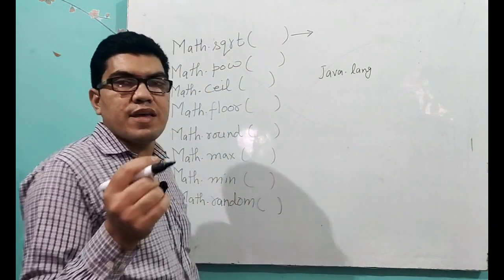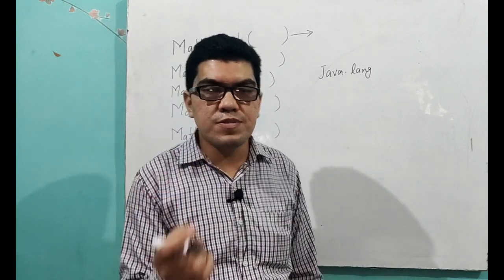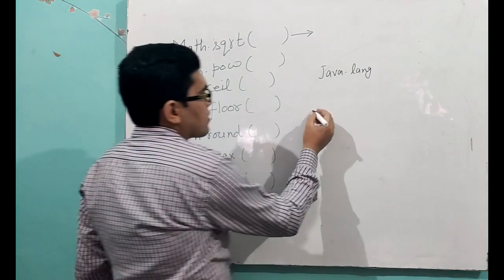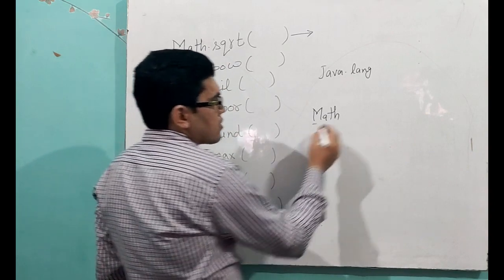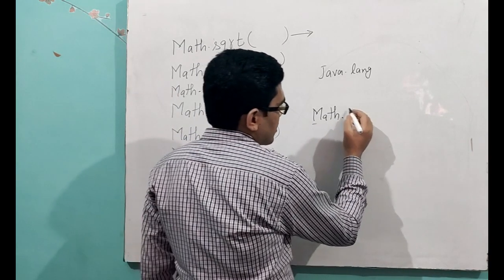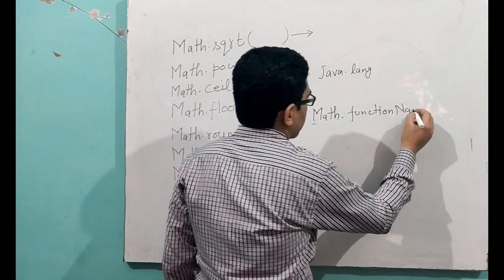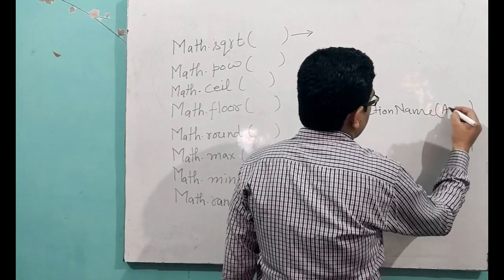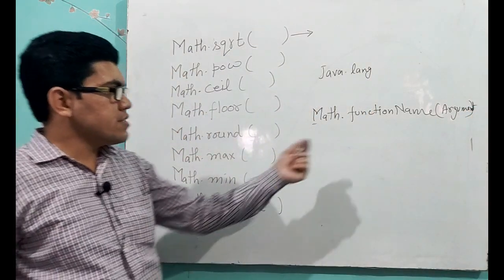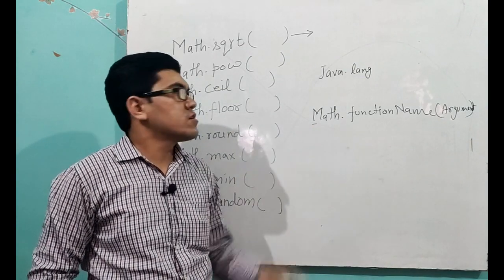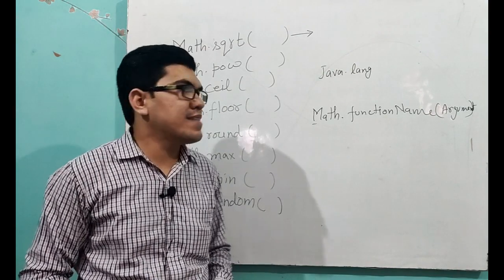All the functions of the Math class are static. It means we need not create its object. We need to write the class name, that is Math, where M is capital, then dot, then the function name, and accordingly we will write the argument. For each and every function we have to do it like this. So in this video we will discuss some of the important functions of the Math class.